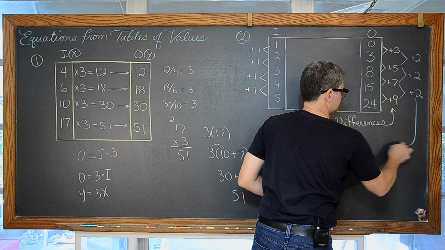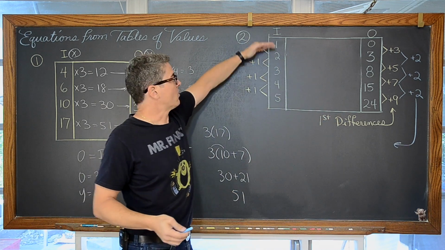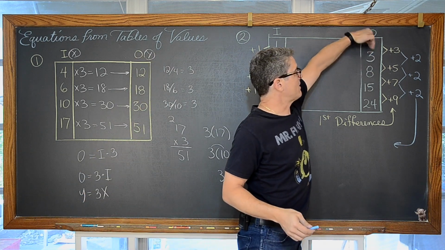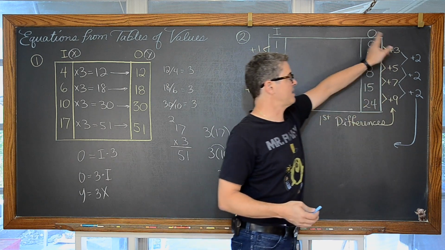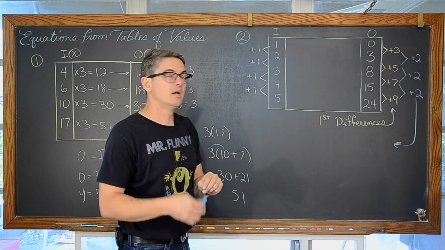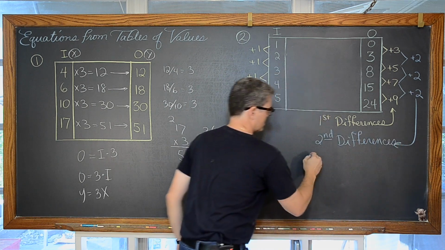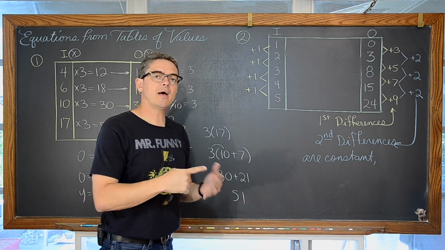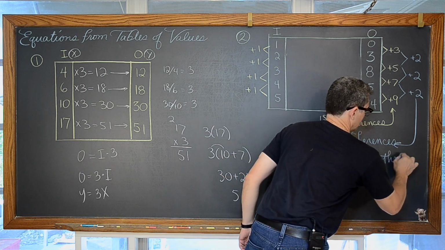Well, look at here. I've got that consistent increase of my input values of 1. I've back subtracted all my y values, and I don't have a list of numbers that are all the same, but if I look at my second differences, I do. My second differences are constant. Therefore, my equation is going to involve a power of 2, or a squaring of a number.